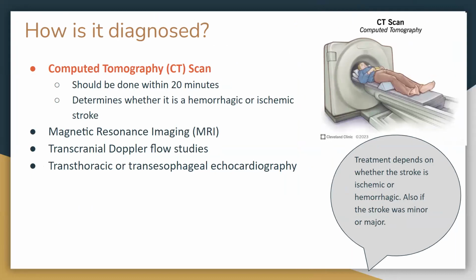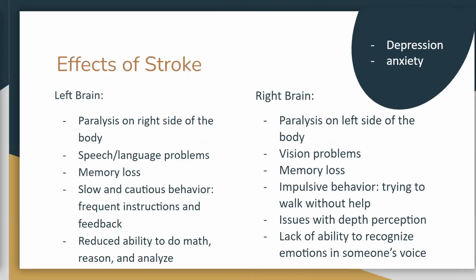How is a stroke diagnosed? The most important scan is going to be your computed tomography scan, and it should be done within 20 minutes of the person entering the hospital. This determines whether the person is having a hemorrhagic or ischemic stroke, which determines their treatment. The MRI, your transcranial Doppler flow studies, and transthoracic or transesophageal echocardiographies can show where the clot is or what type of bleeding is happening, but the most important is your CT scan.